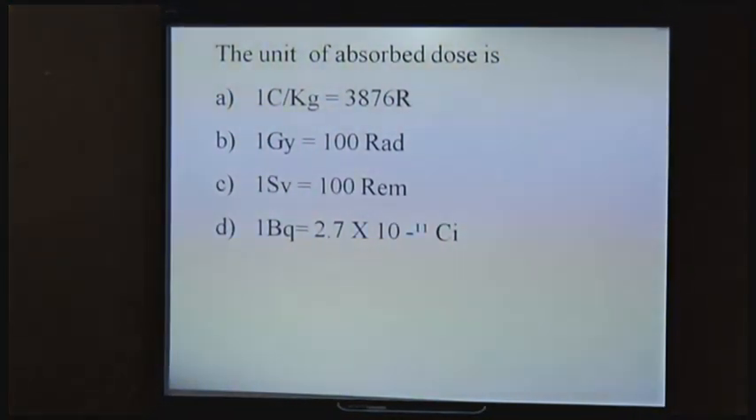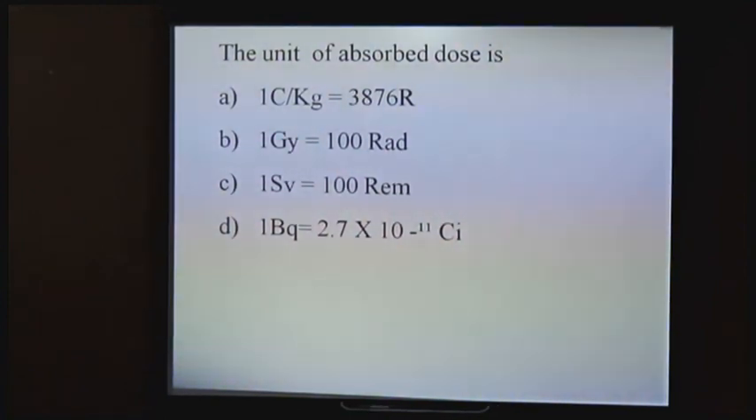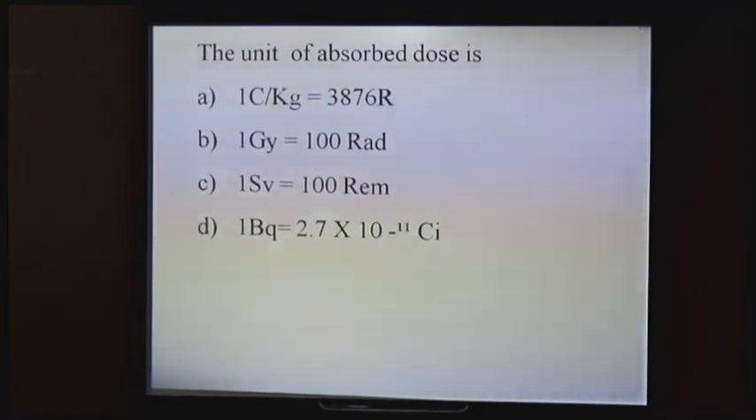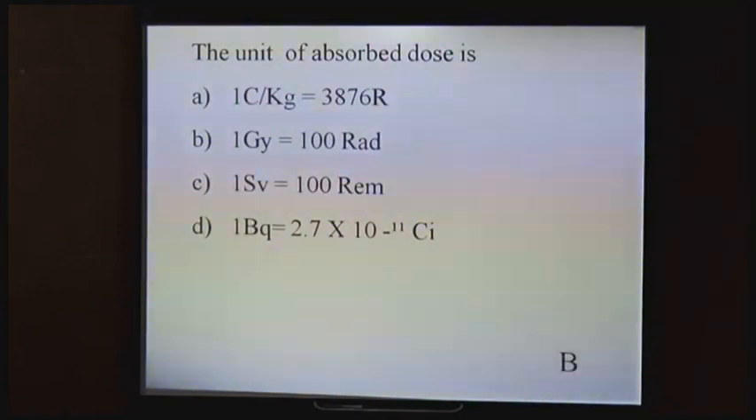Alright. The unit of absorbed dose is, sorry, B. No, I didn't get the answer. C. D. You must know about the exposure, absorbed dose, equivalent dose, effective dose and radioactivity. The last one is your radioactivity, the first one is your exposure, the third one is your exposure dose. Yeah. Alright.